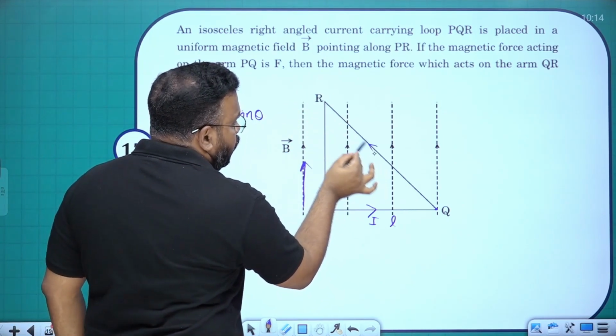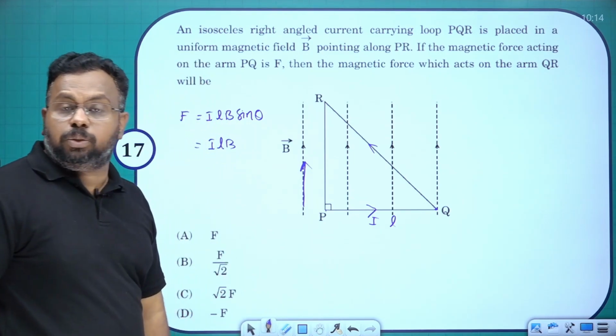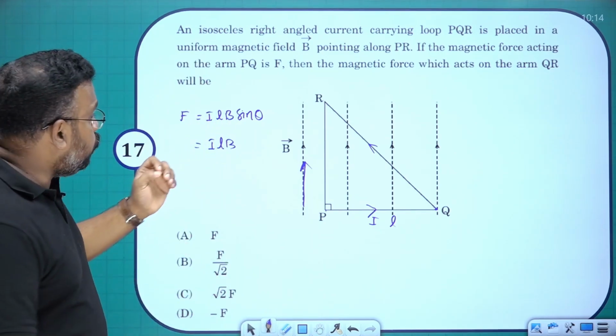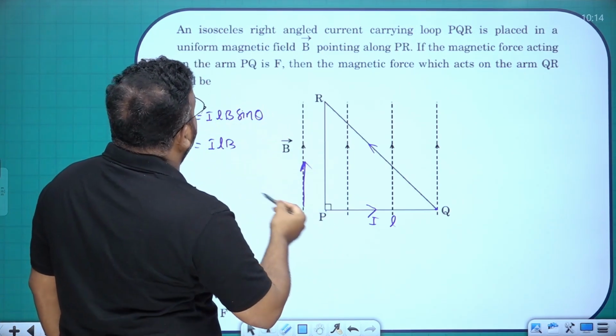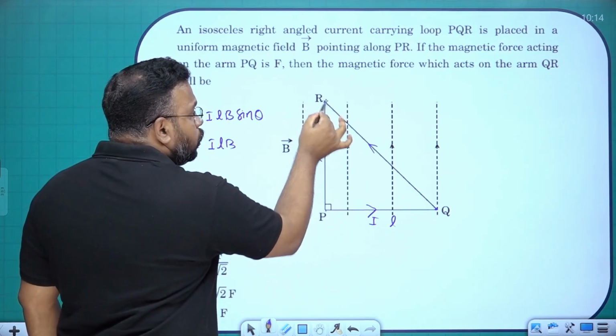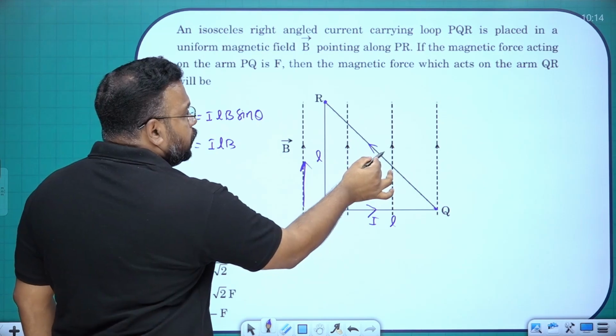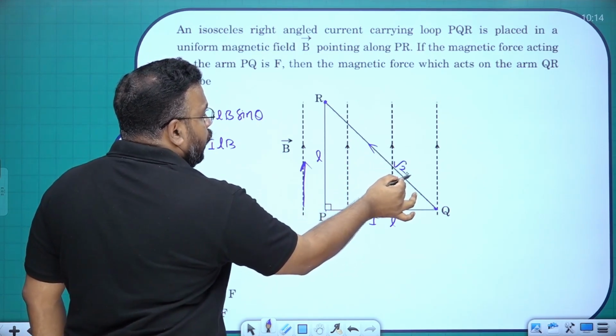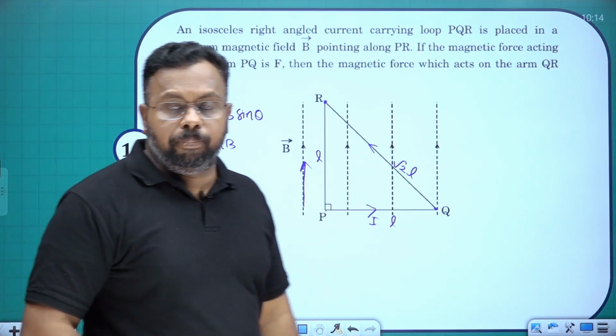Then this side will be experiencing how much force? That is the question. Is the question clear? Now it is given that this is what type of triangle? Isosceles. So if this is L, this is also L. Then what about the length of QR? Root of L square plus L square. We get root 2L.